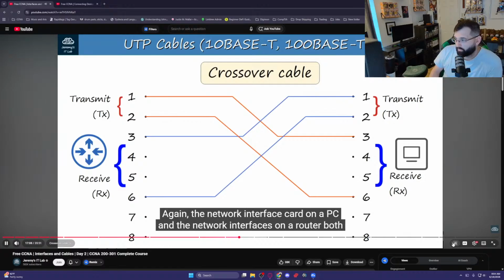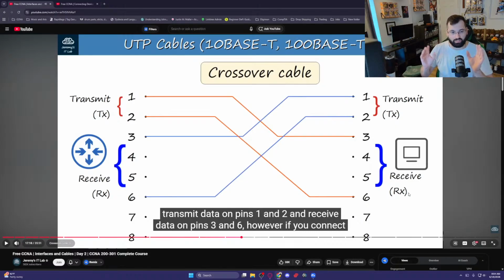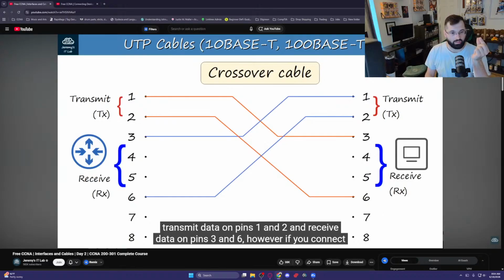Here's another example. Again, the network interface card on a PC and the network interfaces on a router both transmit data on pins 1 and 2 and receive data on pins 3 and 6. So the idea is that it's always a computer, a switch, and a router. And the switch is the middleman. Computers aren't necessarily always plugged into routers. I know we use the word router more as a global term nowadays, like, oh, that's my router, it does Wi-Fi and it does my switching, like an all-in-one kind of thing. But routers are kind of different.